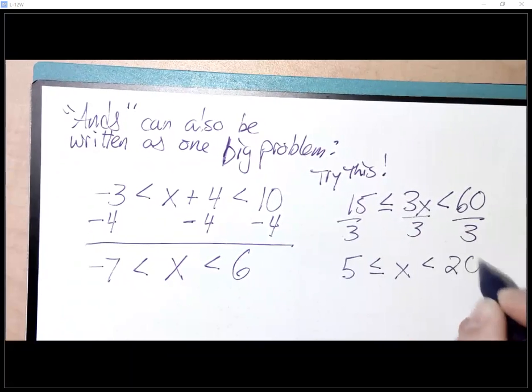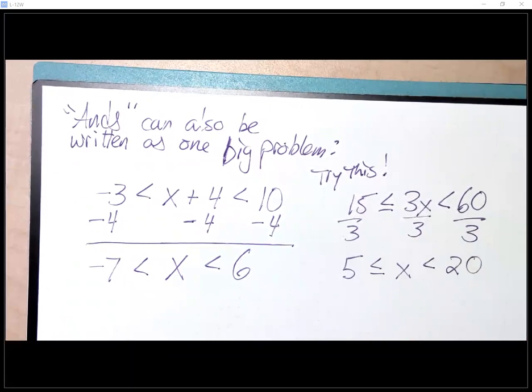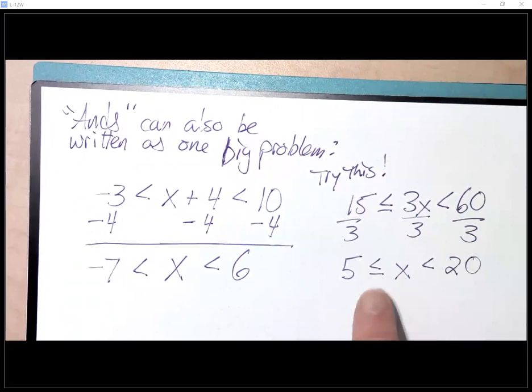I'm just going to leave the symbols exactly as they are. This one has the or equal to bar under it. So that just means I need a number that is greater than or equal to 5, but still less than 20.